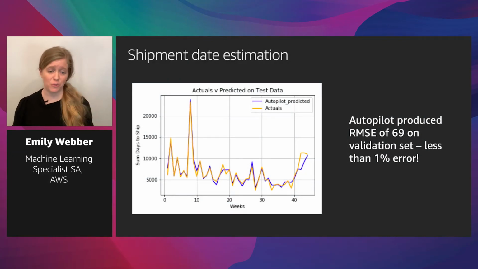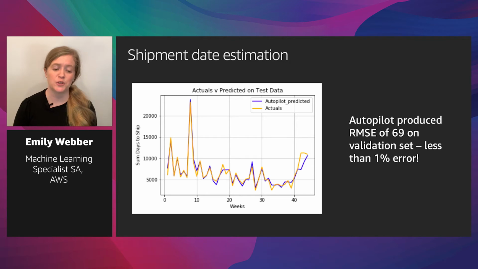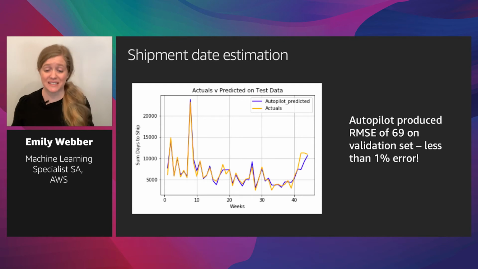Here's a case where I was working with a customer on shipment date estimation, where they were receiving orders from their customers and needed to provide a shipment date, and their on-prem system could be months off, right? It was not where they wanted it to be. So we plugged this into Autopilot, and on the first time we plugged this into Autopilot, the results were astonishing. Our RMSE was 69.